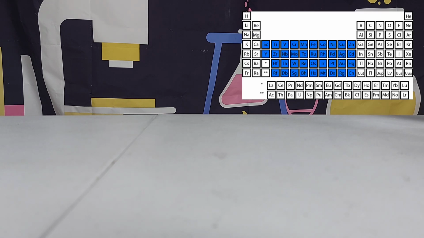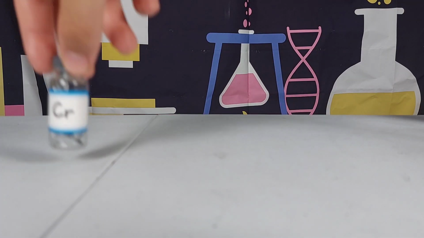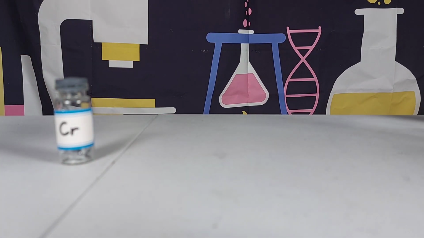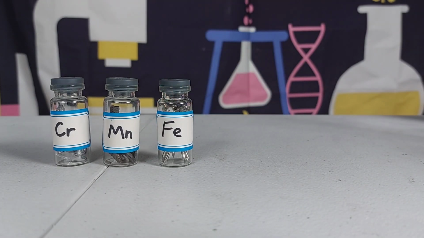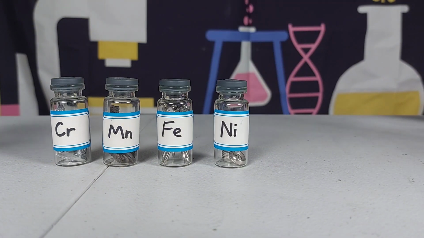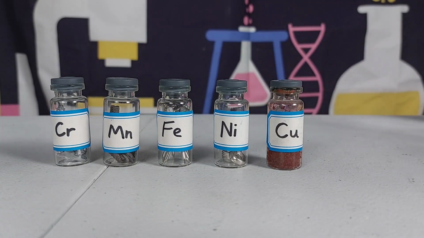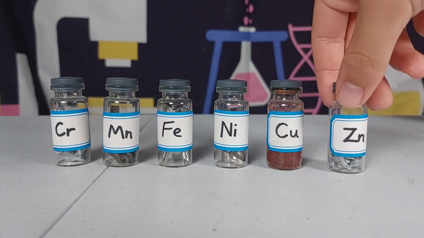So the transition metals occupy everything from column 3 to 12 on the periodic table. Now, these guys are actually a very wide and diverse family, including elements like chromium, we have manganese, iron, nickel, copper, and zinc as some of the examples I have.